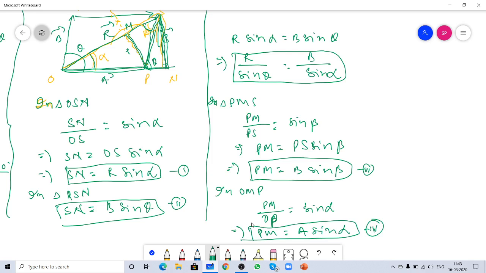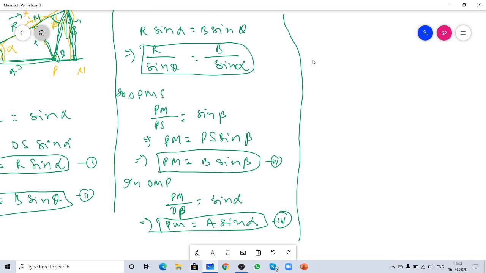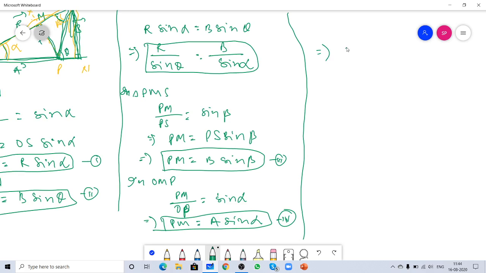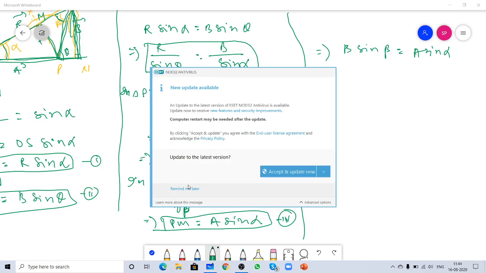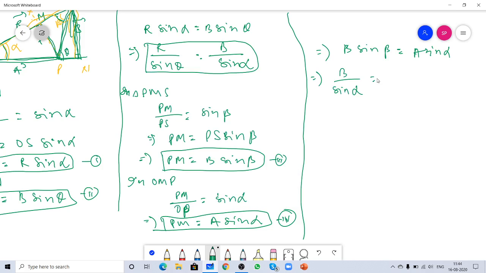So you can see from 3 and 4 the left hand side is equal, so the right hand side will be equal. So we can write B sine beta is equal to A sine alpha, or we can write B by sine alpha is equal to A by sine beta.